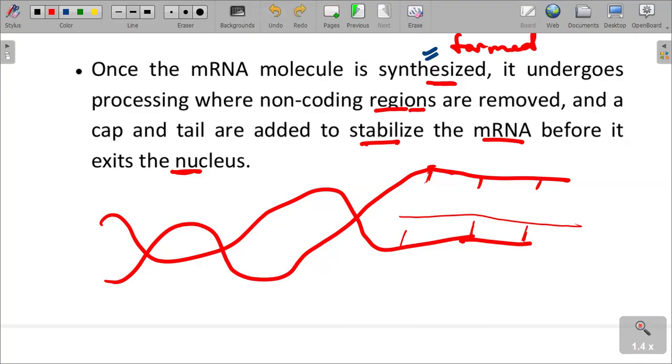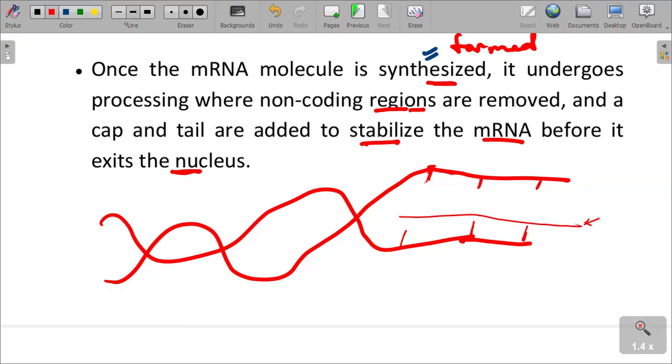Remember, this single strand is formed by what? It is formed by sugar and phosphate molecules, the ribose and phosphate molecules forming the single strand. So we have the single strand there, which we are saying is formed.